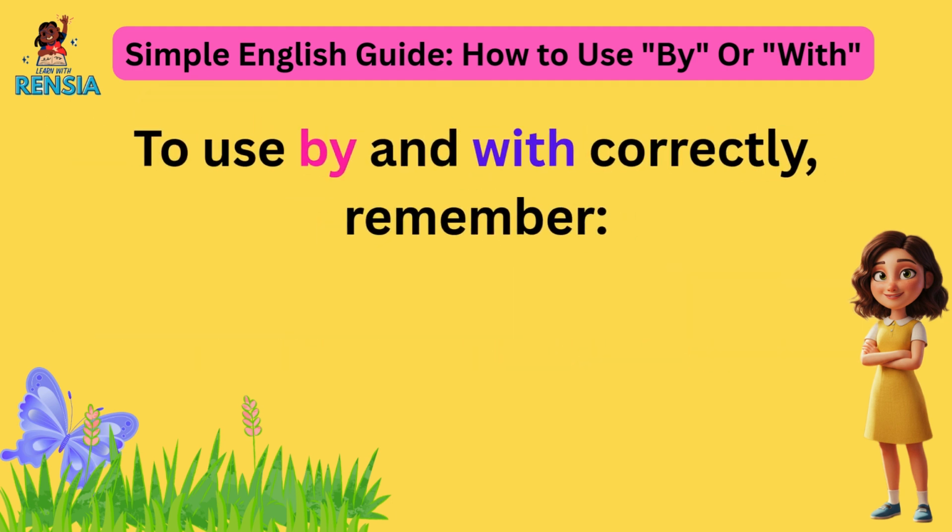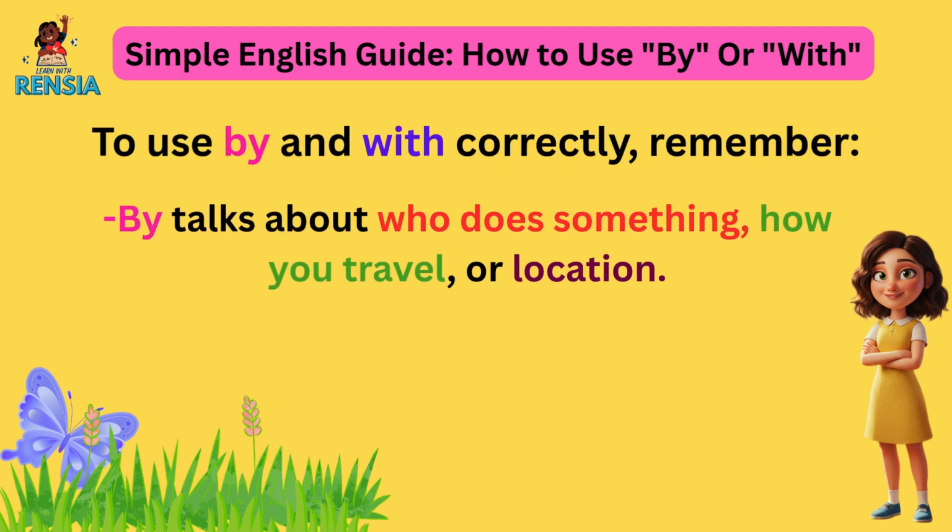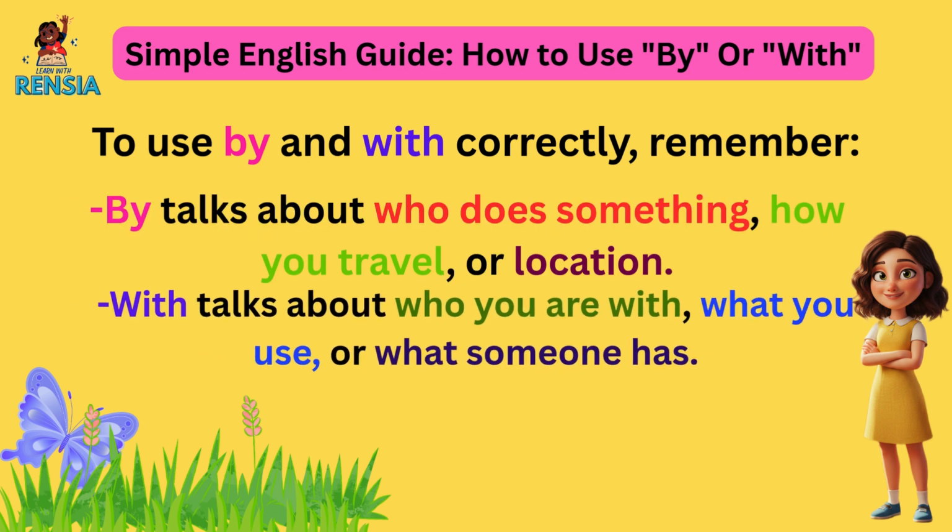To use by and with correctly, remember, by talks about who does something, how you travel, or location. With talks about who you are with, what you use, or what someone has.